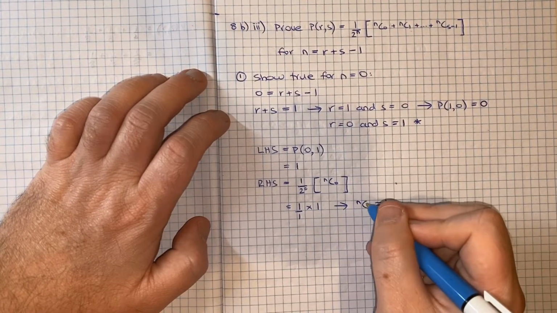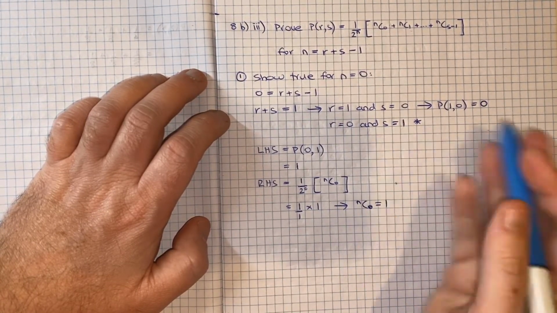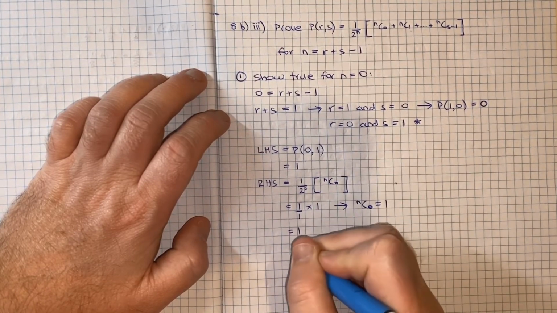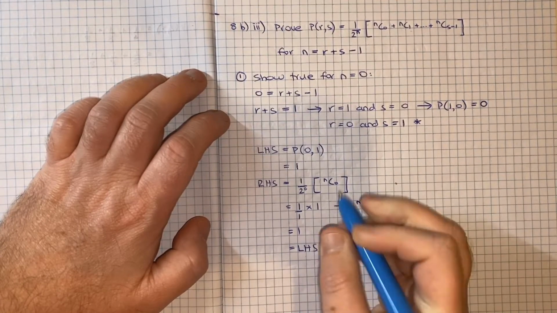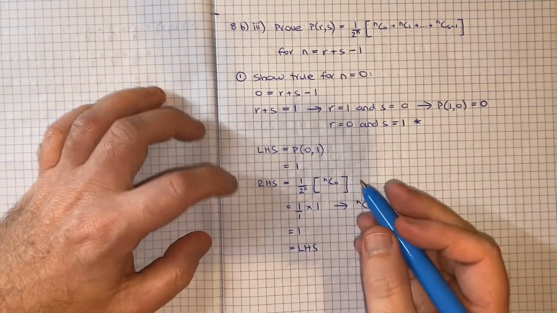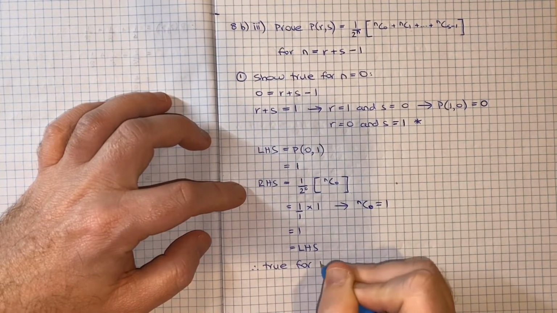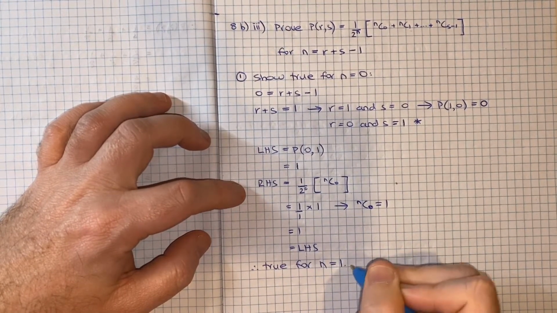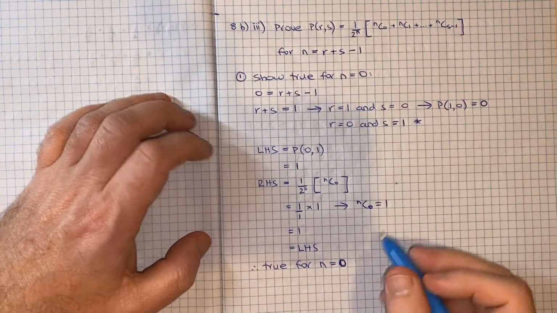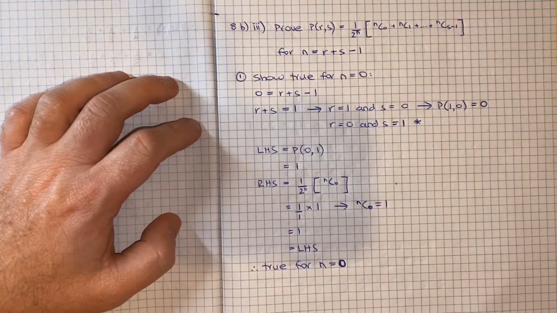Any number choose 0, and anything to the power of 0 is 1. So 1 divided by 1 times 1 is 1, and that's the left-hand side, since we worked out, or we were told basically that that's 1. So therefore it's true for n is equal to 1. So that's n is equal to 0, our first possible value of n. That's a good start for the induction. We've got our step 1 covered.